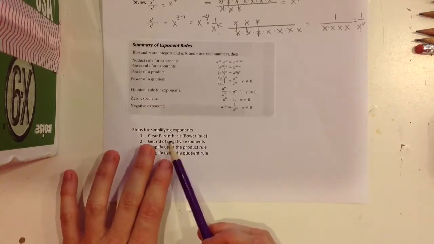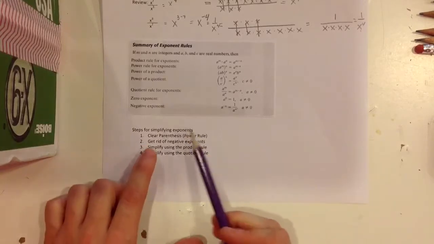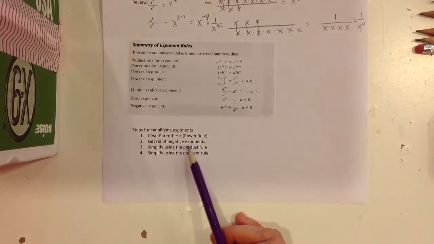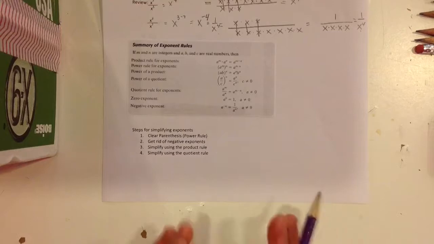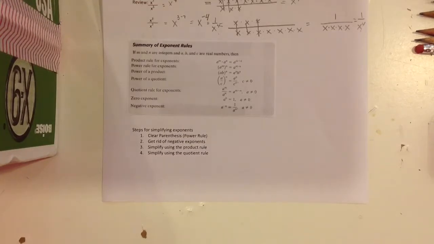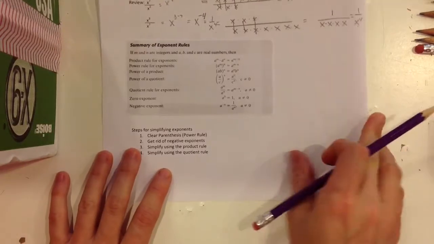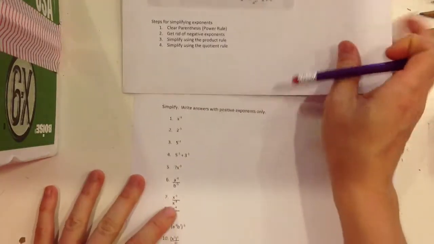You always want to use your power rule first if it's hindering you from doing a lot of your other exponent rules. Then you want to get rid of your negative exponents. And then last, you want to simplify using your product rule to get one of the variables on top with the same base, one of the variables on bottom with the same base, and then you can use your quotient rule. So I'm going to keep these at the top, and we're going to start working our problems.